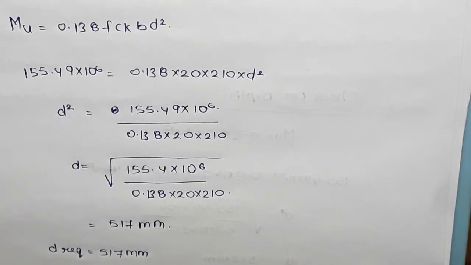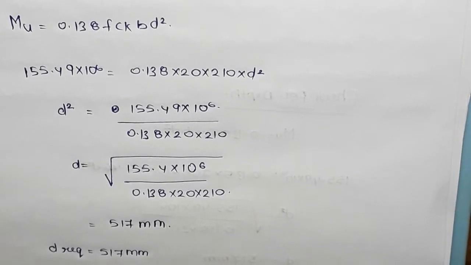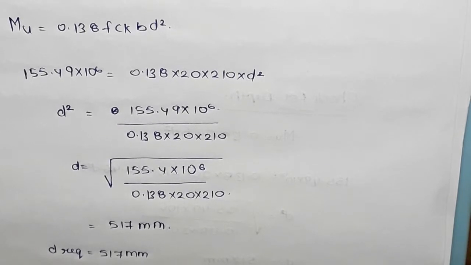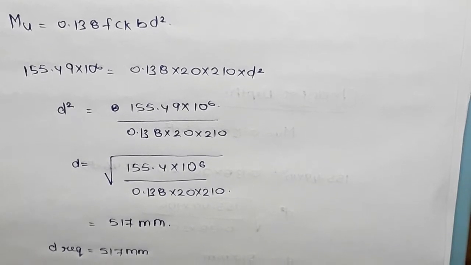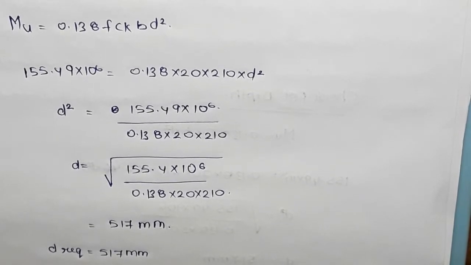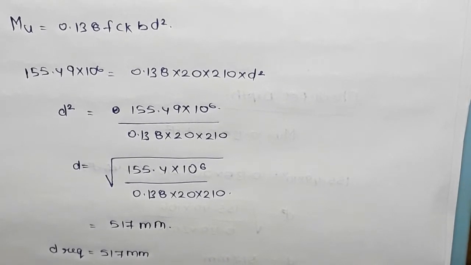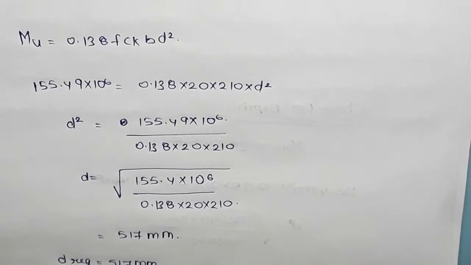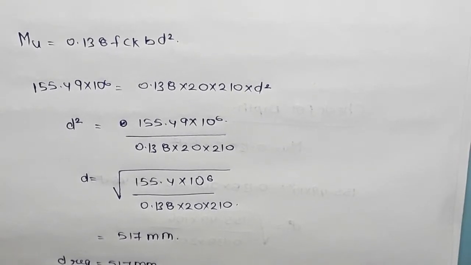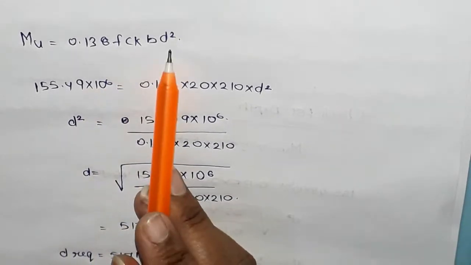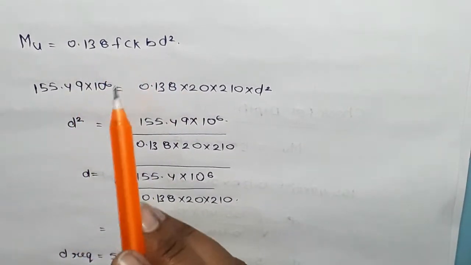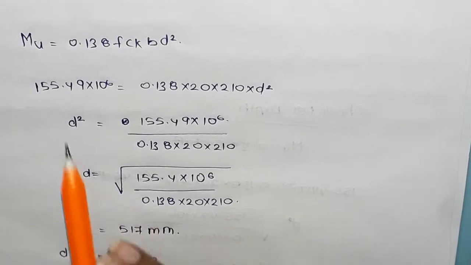In the previous class we stopped at the calculation of moment, and now we have to check the depth. Always the depth we provide should be more than the depth required. So how can we calculate the value of depth required? Using the formula Mu equal to 0.138 fck bd square, we are going to calculate the depth required.